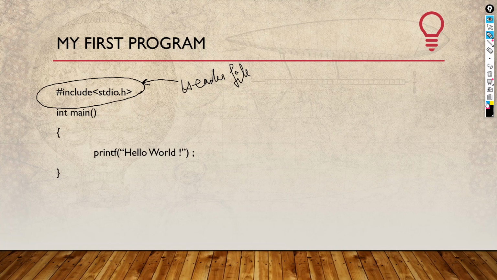And what is main? This main is a function. Whenever we execute any program, it will first go to this main function, and then it will start executing. And whatever we have to write, we need to write within these curly braces. Everything we have to write is between these curly braces.